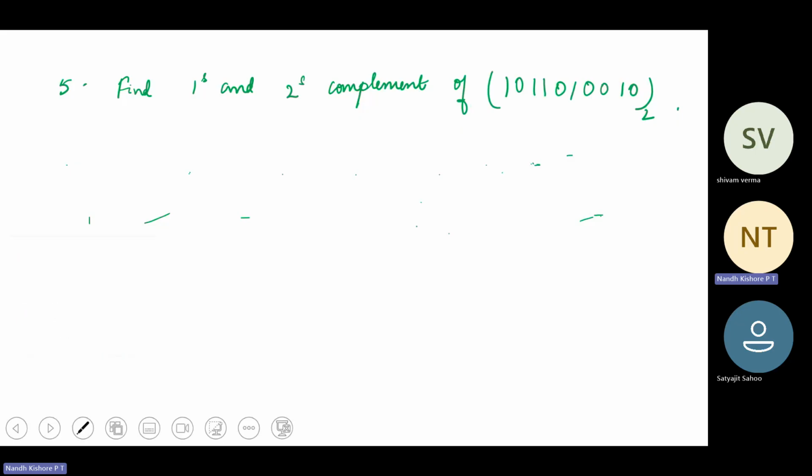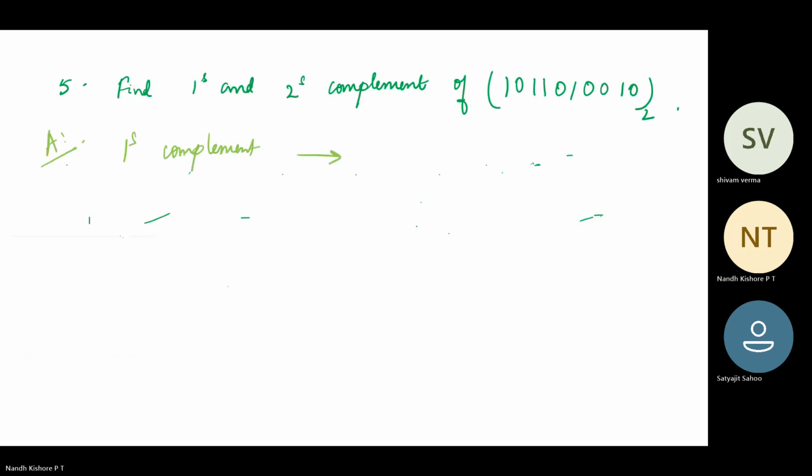So how will you find ones and twos complement? So ones complement, just you have to negate the numbers, right? So it would be 0, 1, 0, 0, 1, 0, 1, 1, 0, 1, right? So this is ones complement. Just replace ones and zeros.